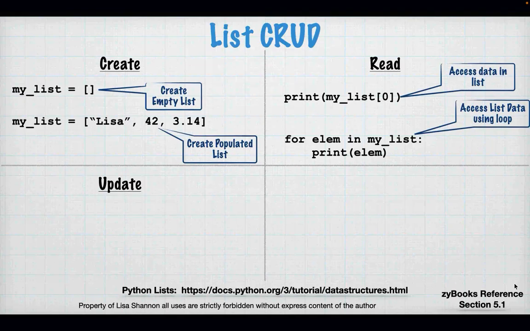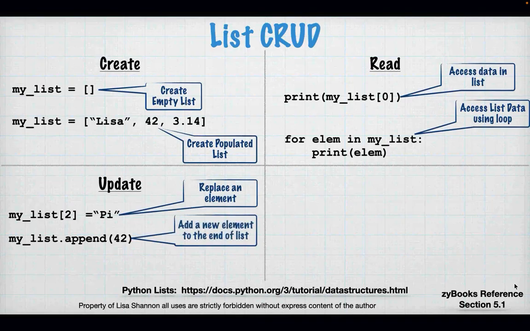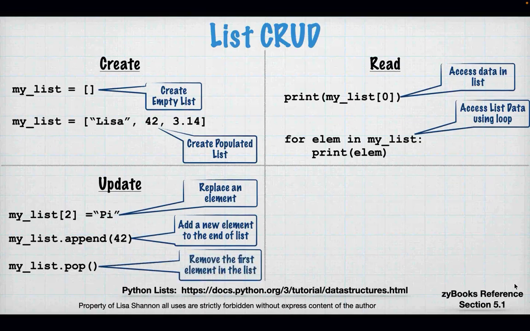Update: I can modify. Lists are mutable, so I can change a single element. I can just say my_list, give it an index number, and then whatever the value is. I can also append to the end of the list. So if I'm just growing my list, I'm just going to append things to the bottom and keep going. I can also remove the first element from a list. And there's actually a whole lot more you can do with lists. We don't even begin to go into that depth.